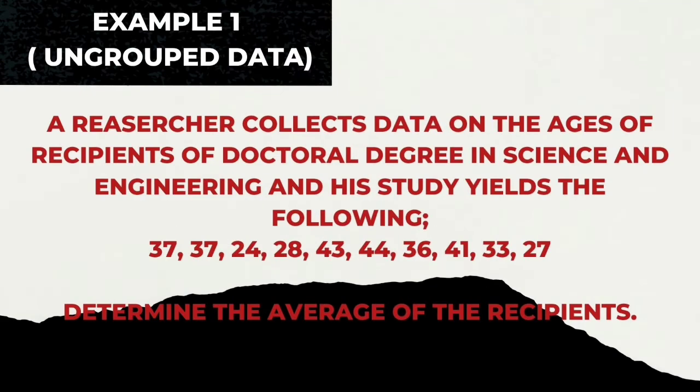So, let us take this example for ungrouped data. A researcher collects data on the ages of recipients of doctoral degrees in science and engineering and his study yields the following: 37, 37, 24, 28, 43, 44, 36, 41, 33, 27. So, determine the average age of the recipients.